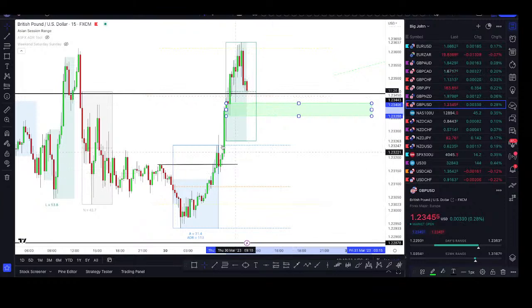Your next level is right here on the Asian high. So I'd be looking for another buy off of this Asian high. Wait to see if it's going to hold this level and then continue to buy back up.